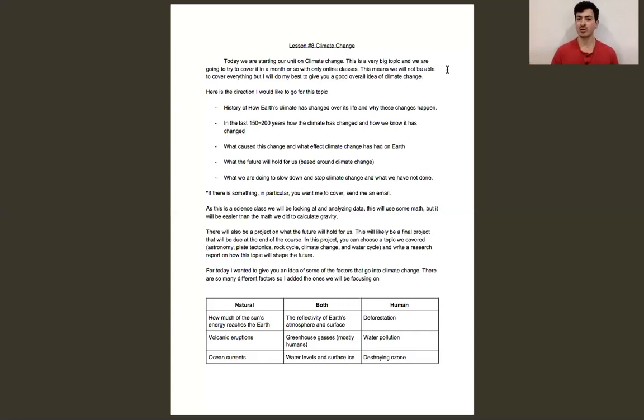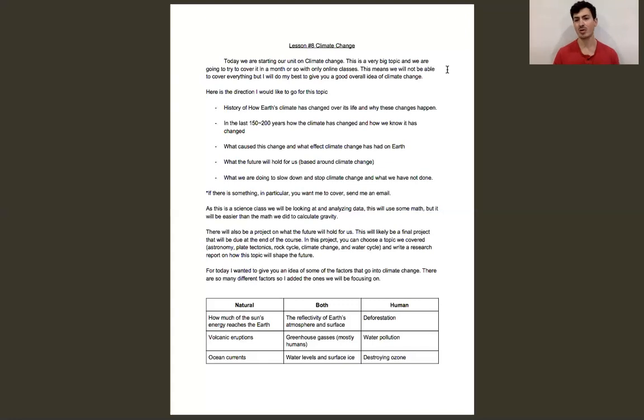So after we do this, I want to zone in on the last 150 to 200 years, how the climate is changing right now and how it's changed in the past 150 years. So we can study the rapid change that we're experiencing today with the climate. From here, after looking at the change, I want to look at how this change happened, how it's happening, and what effect this change is having on Earth, from animals, plants, humans, the Earth itself.